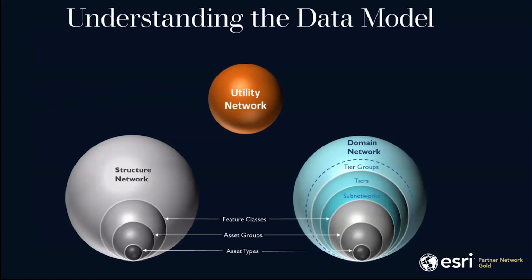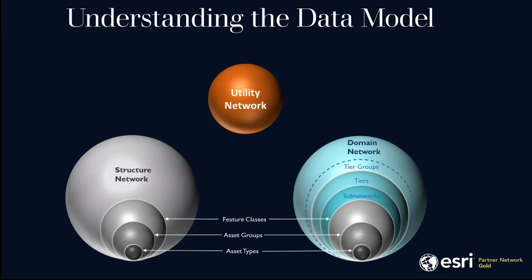The utility network is designed to model the real world more accurately and in a way that better supports utility management tasks. This model is more flexible, scalable, and detailed, providing us with a more powerful framework to manage complex systems. At its core, the utility network is made up of the structure network and the domain network. Our structure network represents supporting infrastructure like poles and vaults and cabinets. And the domain network represents the utility-specific elements such as water, gas, electric, or telecom.